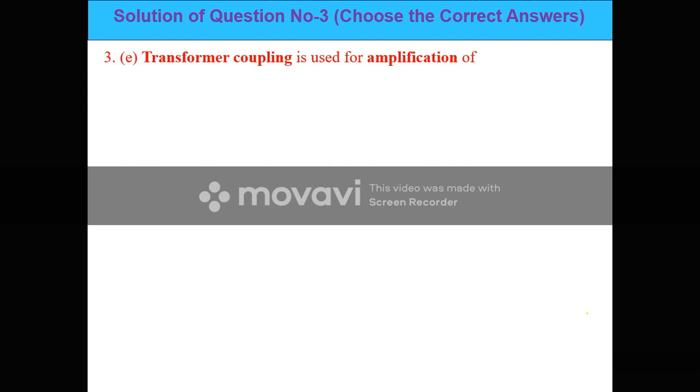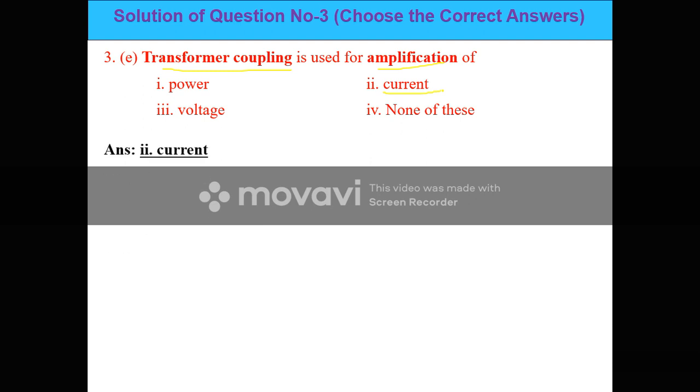Transformer coupling is used for amplification of power, current, voltage, or none of these. If you notice in your practical, when you connect a transformer to the plugging point, before the transformer it is 220 volt or 330 volt like that. But after the transformer, if you measure through the multimeter, you will get less voltage and more current. So generally transformer coupling is used for amplification of current. Okay, so amplification of current.